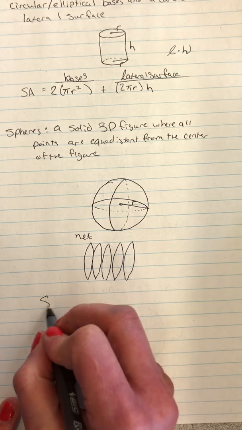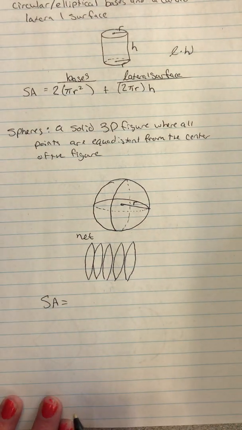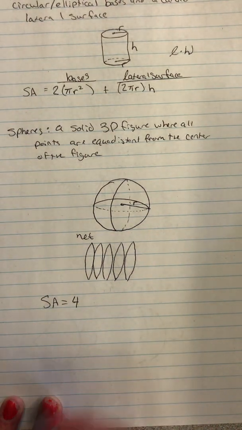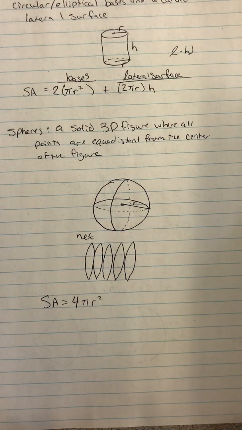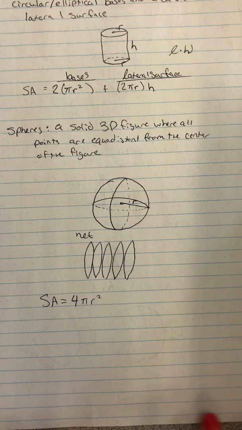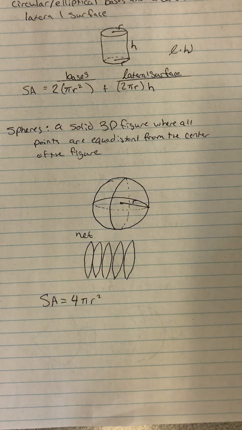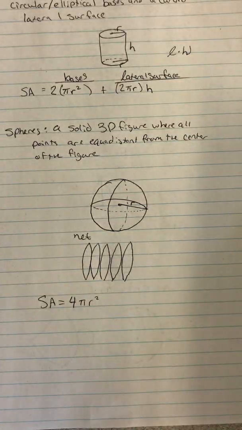Anyway, so the surface area is the following formula. 4 pi r squared. That is how you find the surface area of a sphere. We're going to do 2 examples of a sphere. And if you guys have any questions on your work, let me know.